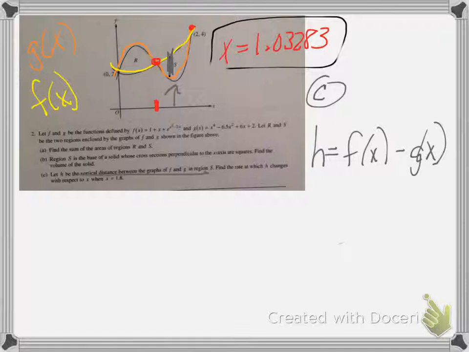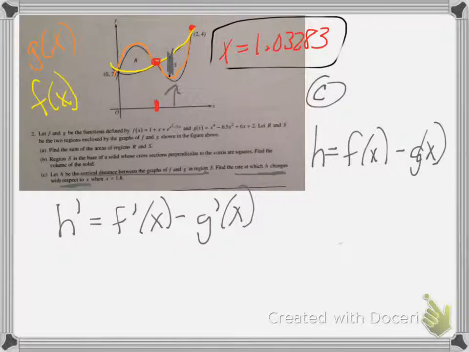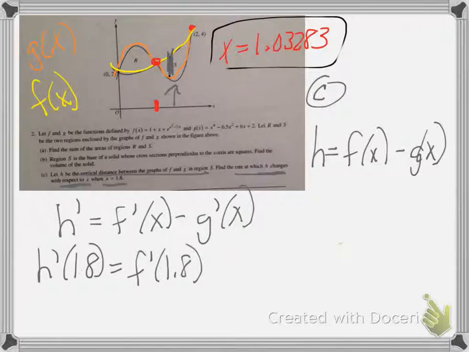And we're being asked to find the rate at which h changes. So that's going to be h prime. Now, if you're thinking, is this related rates, dh over dt? No, because it's saying with respect to x. It's not saying with respect to time. Okay, so h prime is going to equal f prime of x minus g prime of x. And we're supposed to find h prime when x is 1.8. So h prime of 1.8 is going to equal f prime of 1.8, wherever there's an x I'm putting in the 1.8, minus g prime of 1.8.